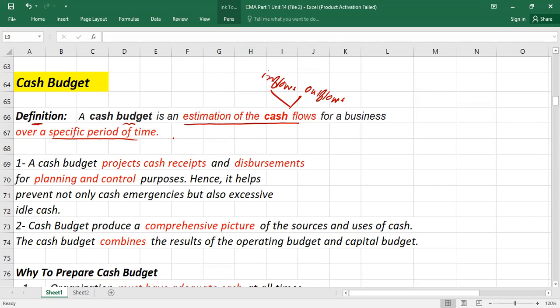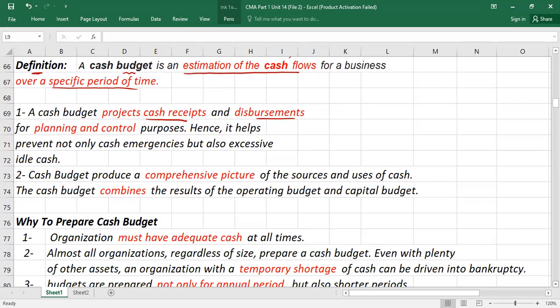In a cash budget, as I told you, you will write projected cash receipts, which are called inflows, and projected cash payments, which are called disbursements. Why are we preparing this cash budget? The cash budget always provides us a comprehensive picture of the sources of cash, meaning from where we are receiving the cash, and the uses of cash. Sources are simply inflows, and uses mean where you will spend, simply outflows.